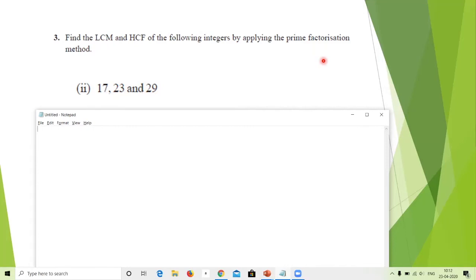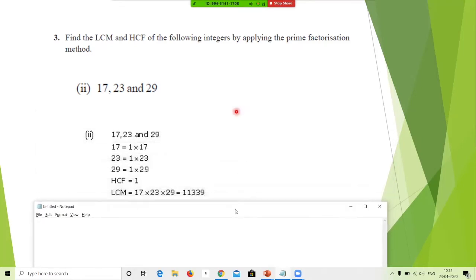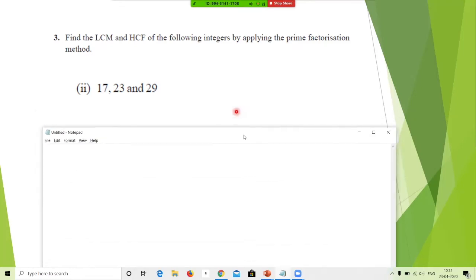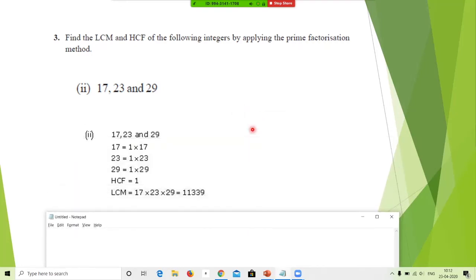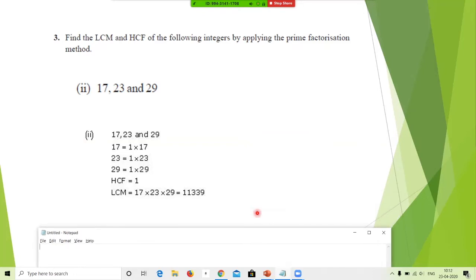HCF is 3. HCF is 1. LCM is 11339. LCM is 11339. Okay, perfect.